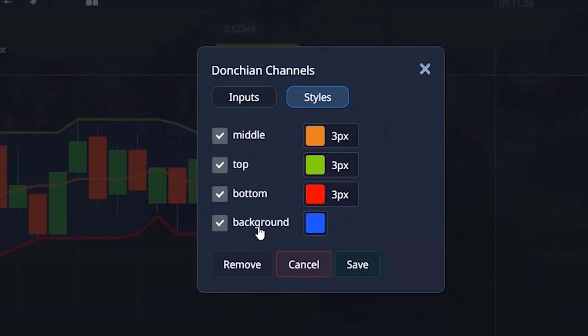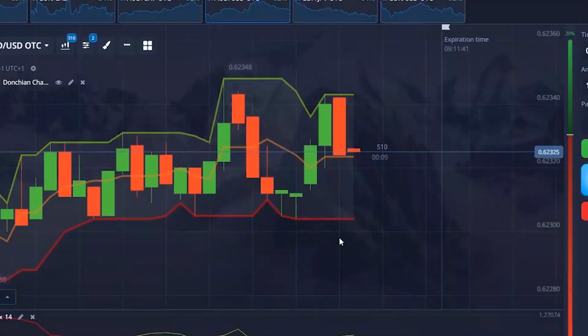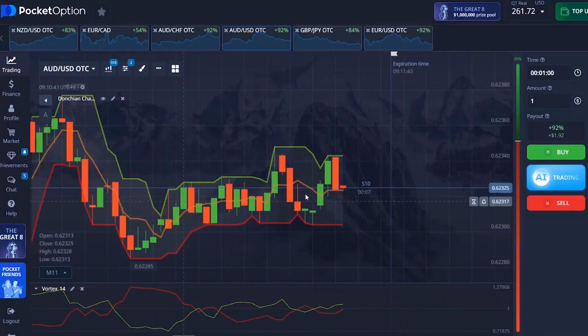On our background color, we're going to be using white color. And here, we're going to bring it down. We really want it to be much more visible. So when you're done, just click on save. So you should be able to have something like this.